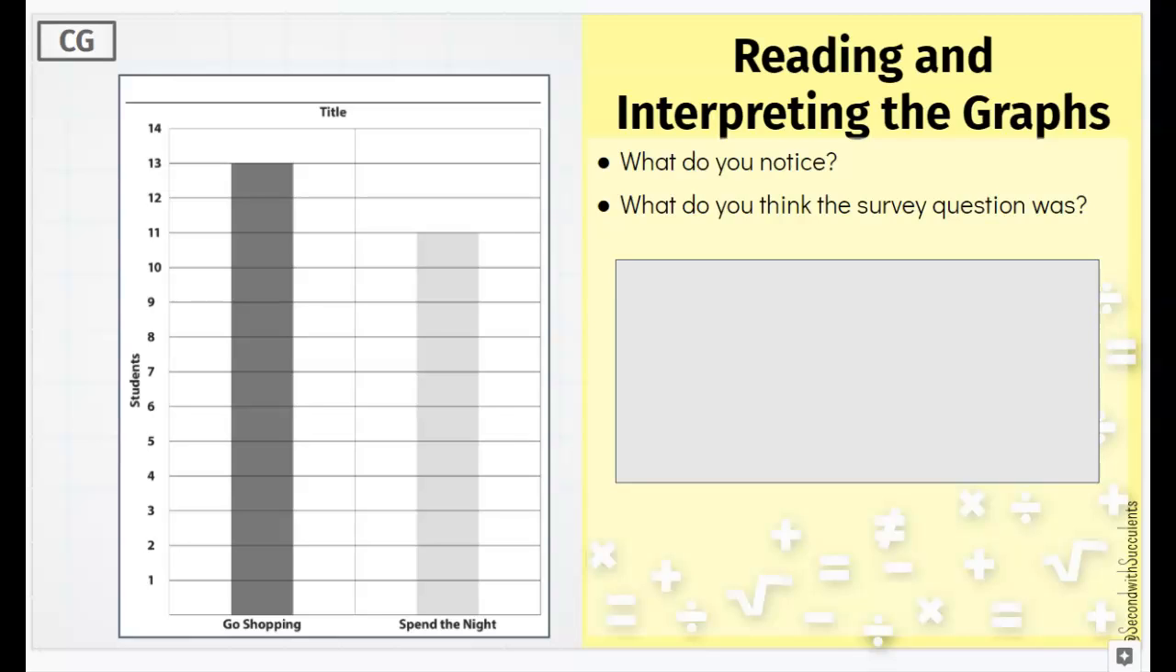What do you think the survey question was? Now, if you remember from last time, when we're looking at a graph, we're getting data or information. And usually that information is collected in a survey. What do you think this survey was asking? What did the person who made this want to find out about these students who took the survey? Some clues are at the bottom labels: go shopping or spend the night.